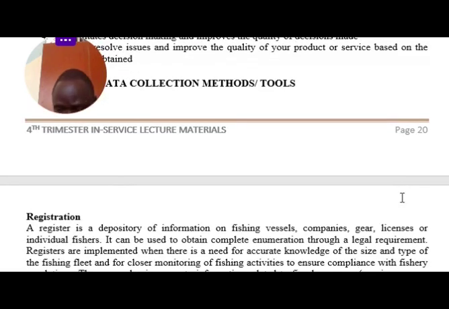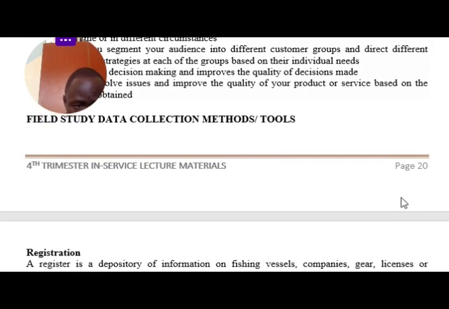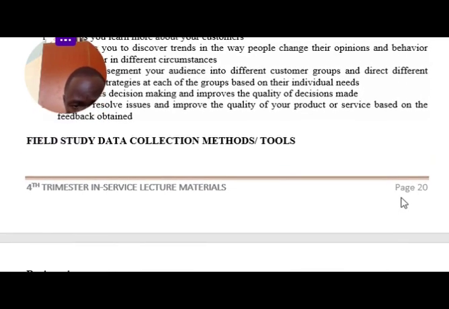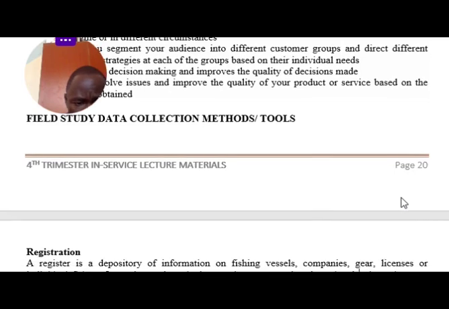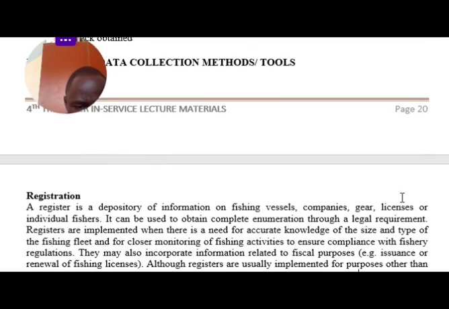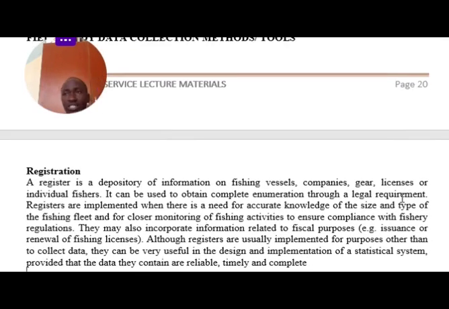We are going to be looking now at the techniques, or fieldworker study collection methods and the tools that they use. When we go on, they are talking about registration. When you look at registration, we first have to know what a register is. When you know the register, you are able to know given things concerning registration.